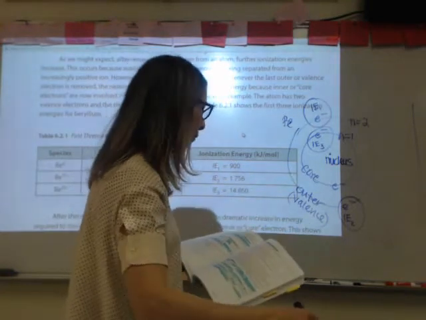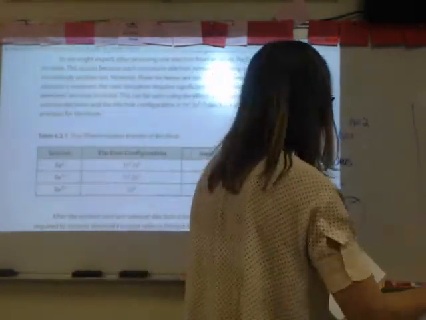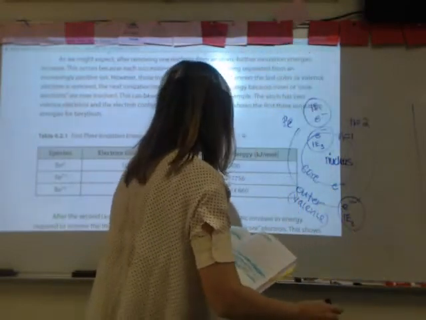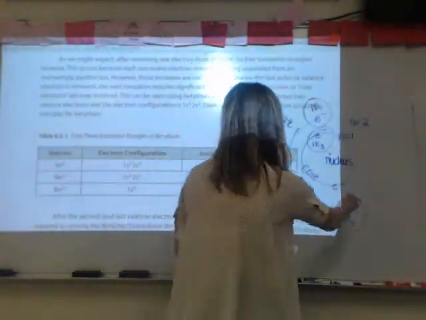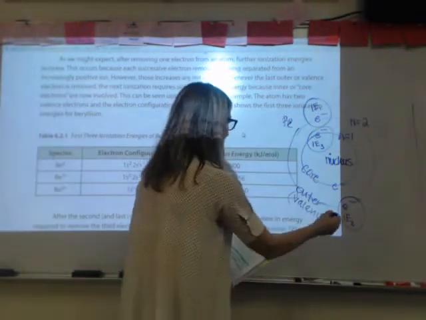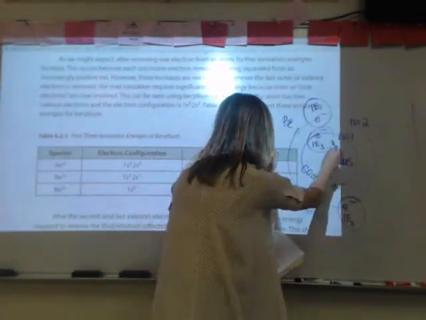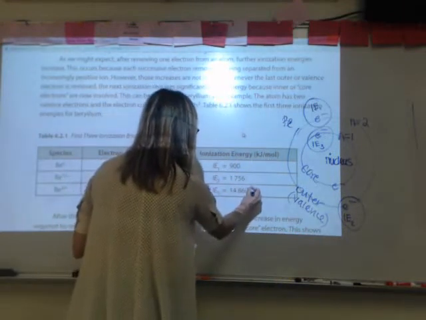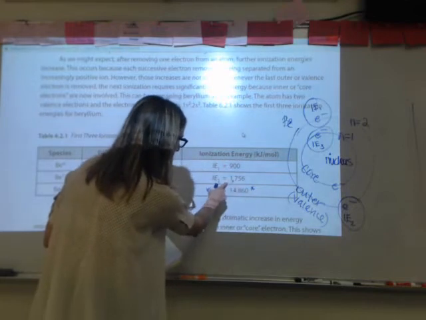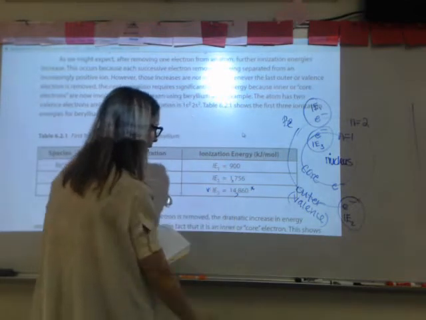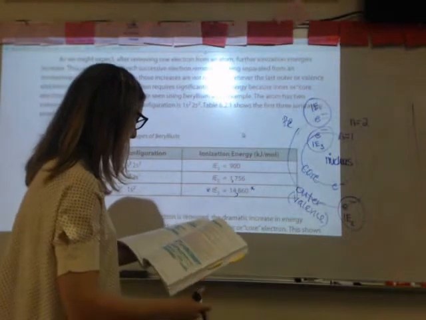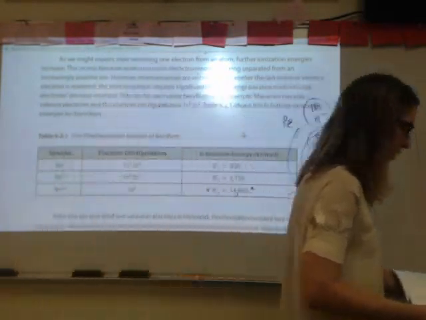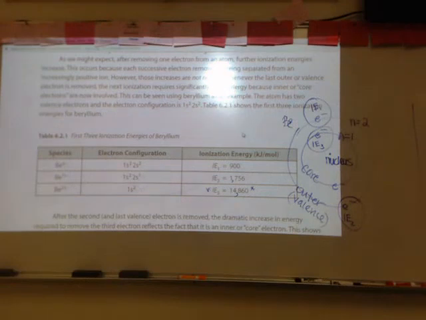So after removing 1 electron from an atom, further ionization energies tend to increase. And whenever you've lost the valence shell electrons, the next ionization energy that goes into that core is going to require a lot more energy. And here is the value that is associated with it. There is a tremendous jump between 1756 and 14,860 for the ionization energy. So that's a dramatic increase in the energy required to remove that third electron. And that reflects the fact that it's closer to the nucleus, it's in the core, and it's held on more tightly.